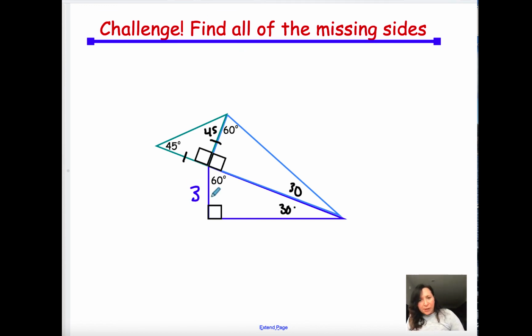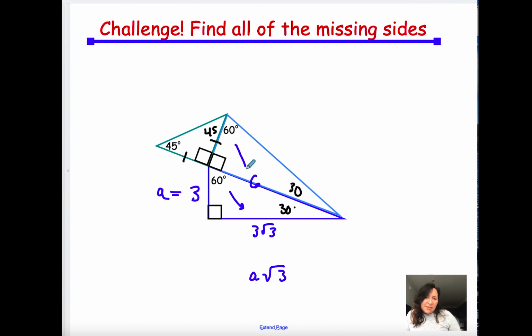So if this was 3, opposite the 30 degrees is 3. So then opposite the 90 is twice that. So 3 times 2 is 6. And then opposite the 60 degrees, remember, is a root 3. So that means if this is 3, and that's my a value, then opposite the 60 is going to be 3 root 3. So we have that side.